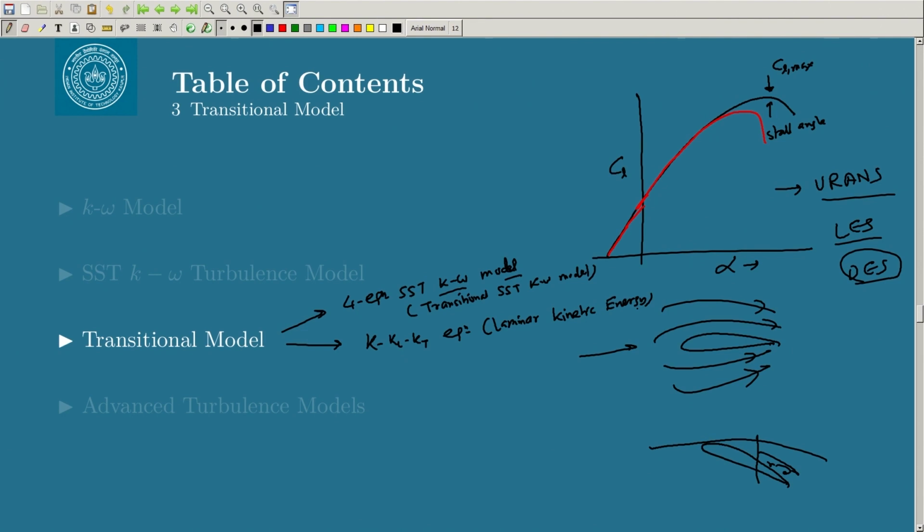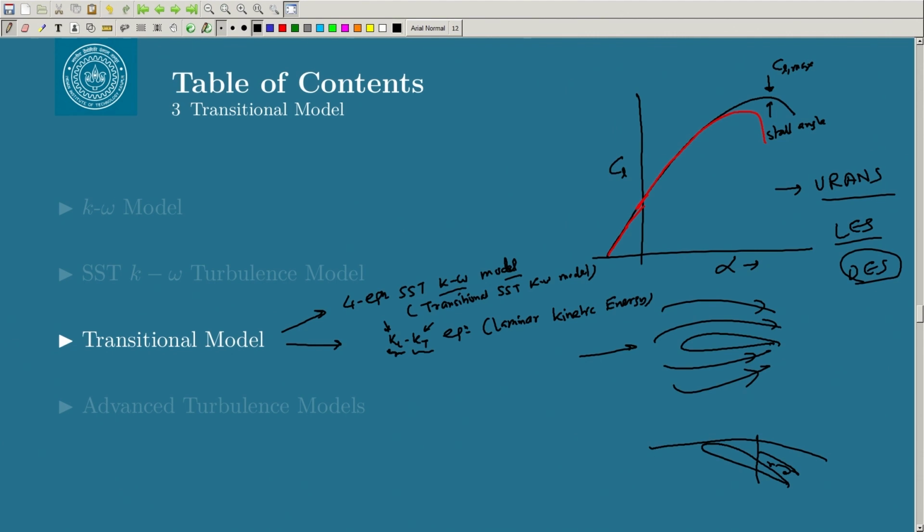Okay, so here you can see that there is another term. There is a turbulence kinetic energy KT, but there is another term which is KL. I think this is not K, this is KL and KT. Okay, and then there is another term. So, this is a laminar kinetic energy. So, you not only solve for the turbulence kinetic energy, but also solve for laminar kinetic energy.